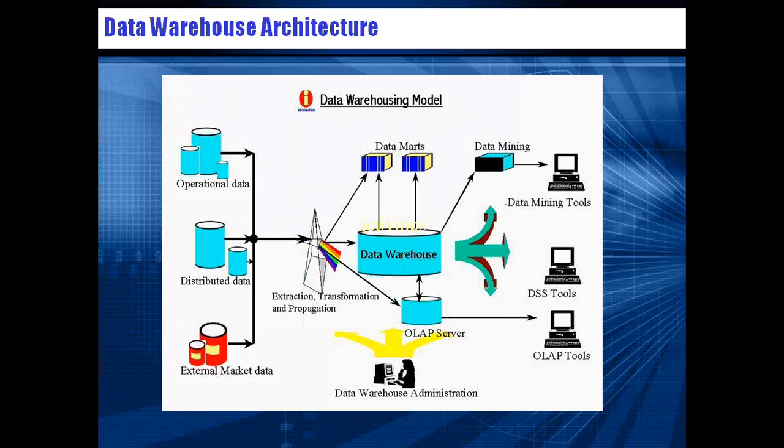We have Actuate as a reporting tool. We have Business Objects as a reporting tool, which can connect to any of the databases or data warehouses and create reports, so that the reports can be analyzed by the business users to make proper decisions. So this is the entire cycle of the data warehousing architecture.